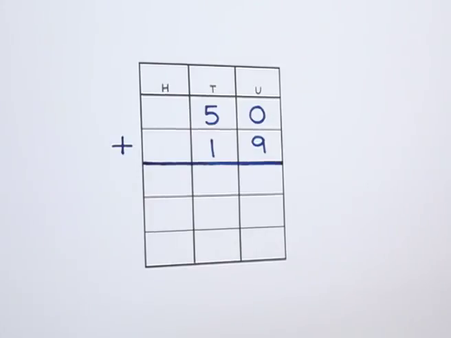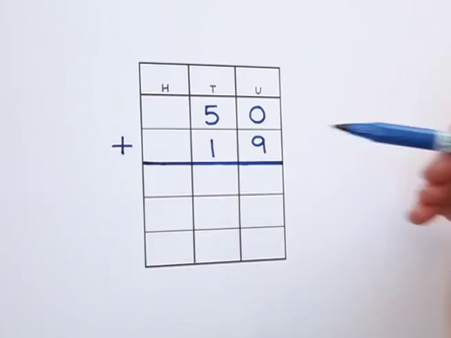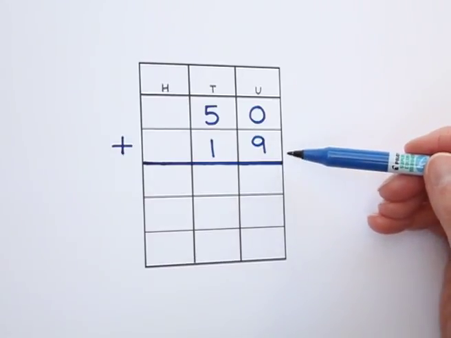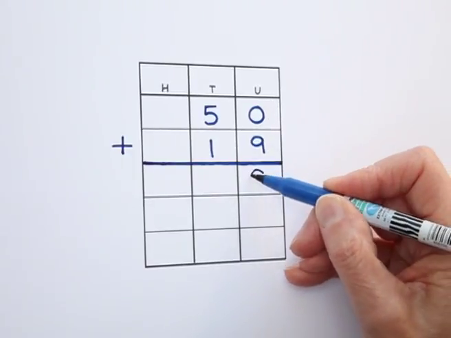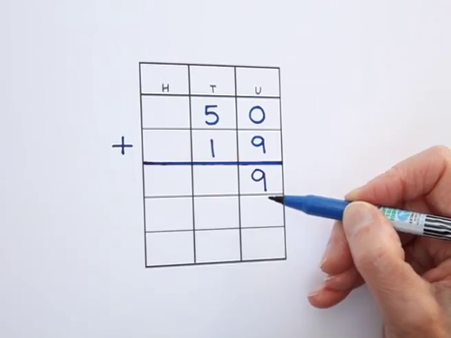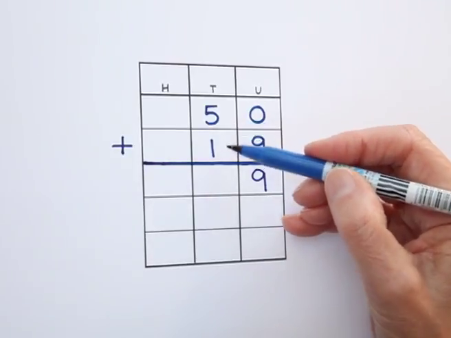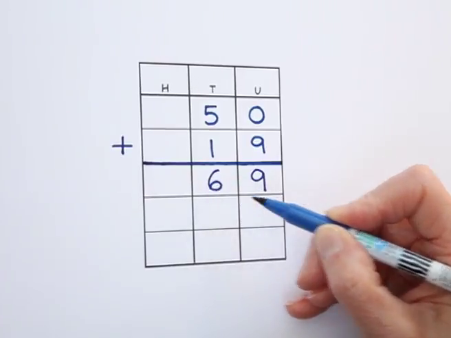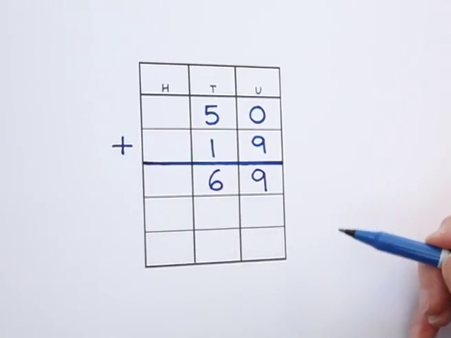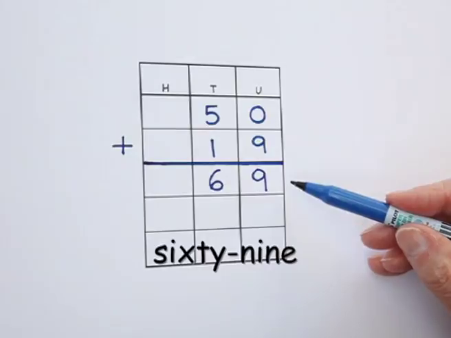Here's another example including a 0. The method is exactly the same. To add 50 and 19, start with the units column. 0 plus 9 is 9. Now in the tens column, 5 add 1 is 6. So that's the answer, 69.